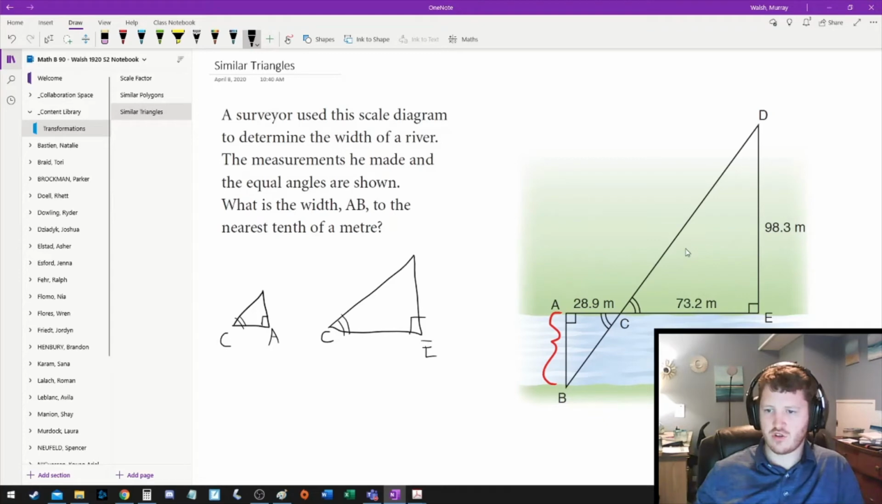So for the little triangle, A goes across to C, and that is a length of 28.9. And for our big triangle, C goes across to E, and that is a length of 73.2. And the only other dimension we have is from E to D, which is going to be up here, is 98.3, and then that means this must be B.